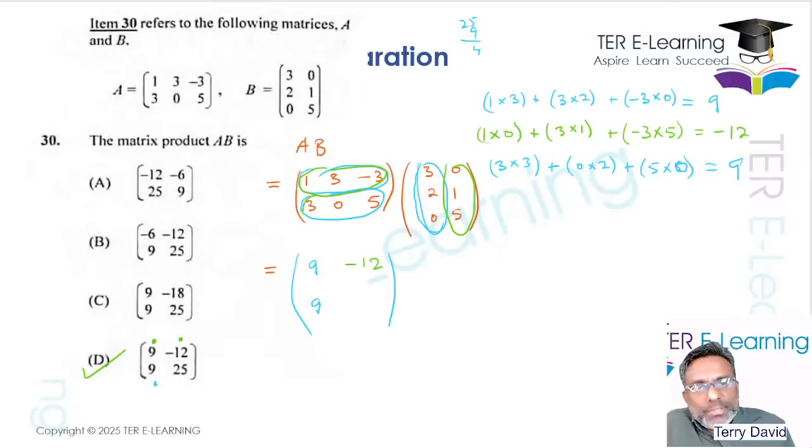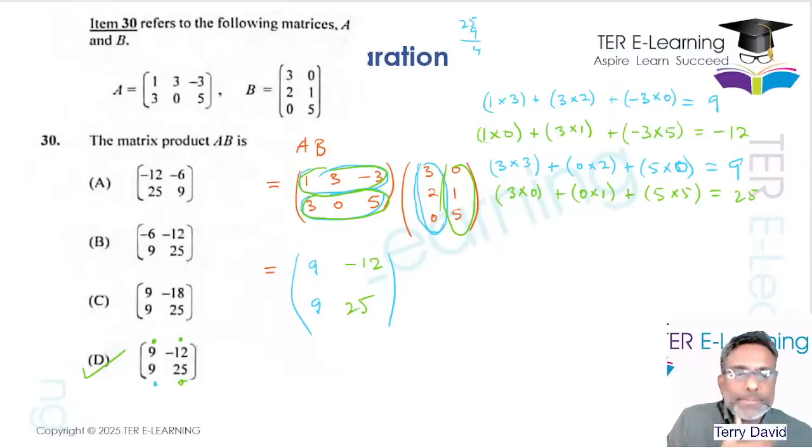Let's work out the last one. So we're going to take this row by this last column here. So that's 3 by 0 plus 0 by 1 plus 5 by 5. So 3 by 0 is 0, 0 by 1 is 0, 5 by 5 is 25. Yeah, so that shows the answer is D here. Alright, so again, this is a combination of questions here. It's not one specific paper.